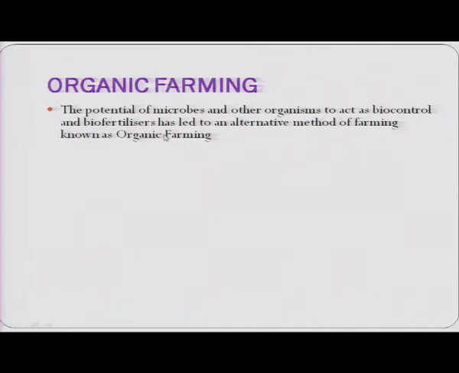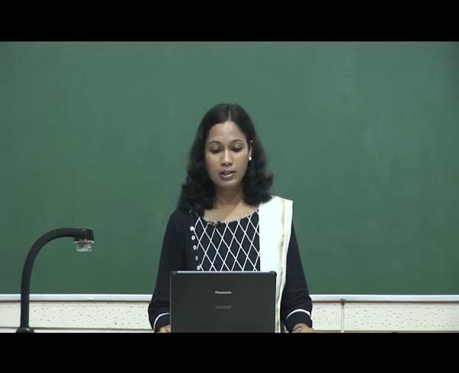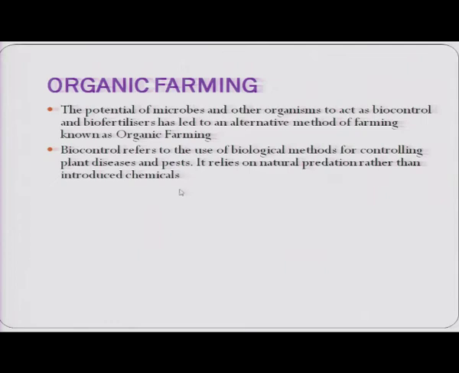So, we have now realized that microorganisms and several other naturally occurring organisms have this potential to act as biocontrol and biofertilizer, and this realization has led to an alternative method of farming which is known as organic farming. So, instead of chemical pesticides and insecticides, we are using biocontrols, and instead of chemical fertilizers, we are using biofertilizers in organic farming. What else do you need to remember? Again, you need to remember what biocontrol is.